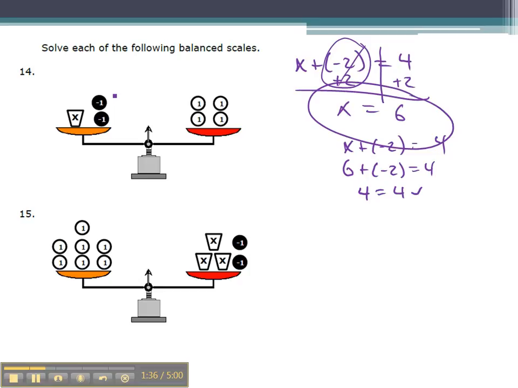If you were to solve it with the model, you would create 0 pairs. So I need to add 2 positives to create 2 zero pairs here. So I add 2 positives to the right side, and we get x equals 6.